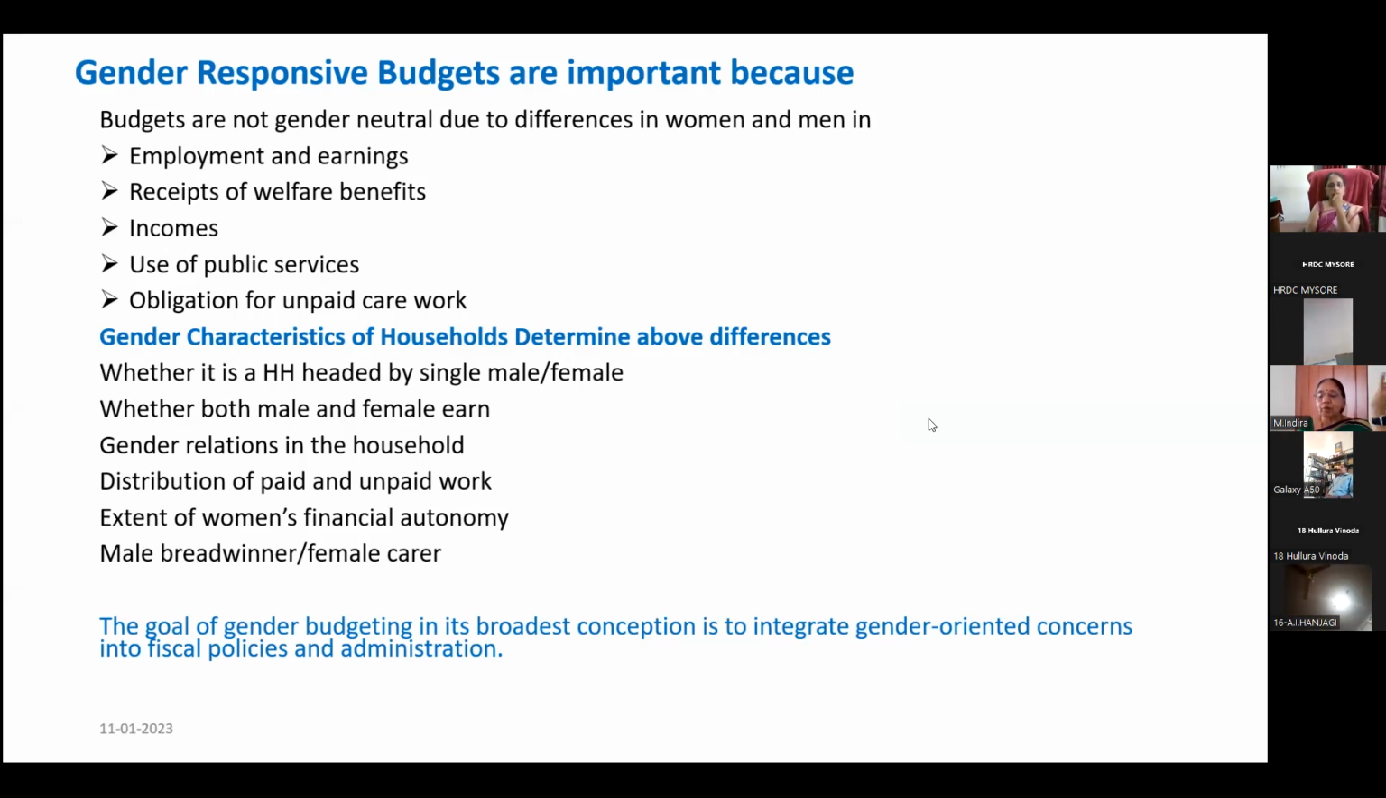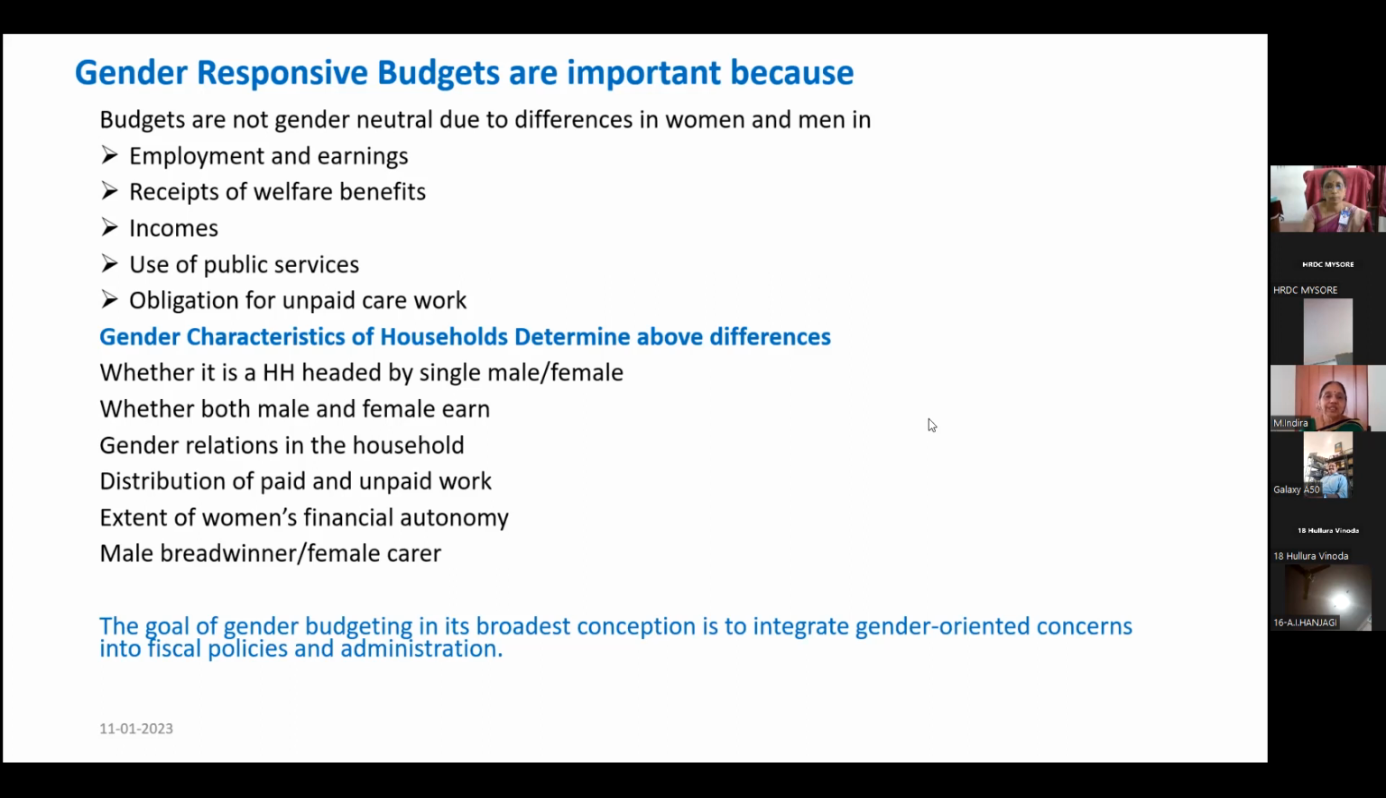One difference is employment and earnings. There is a vast gap in employment and earnings, and labor markets are highly segmented. Women are in low paid, insecure jobs. Men are in high paid and secure jobs. Earnings are also different. Women's earnings and men's earnings are different. That is why gender budgets are important.